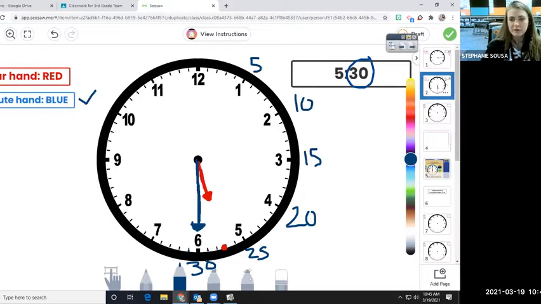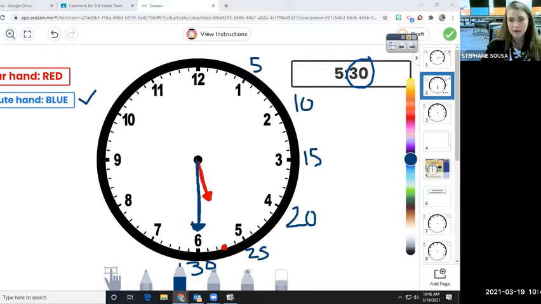I said slide 30. Sorry, Justin. All right. Any questions on how to draw the hand so far? Okay, I'm taking a look at your clocks. Looking pretty good, guys.